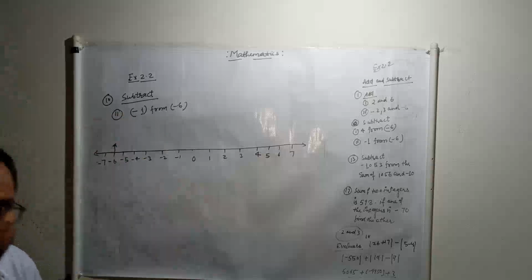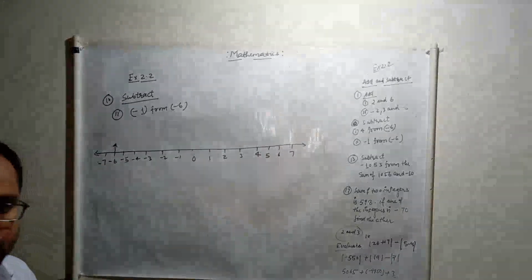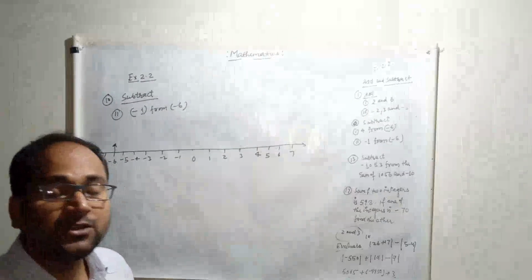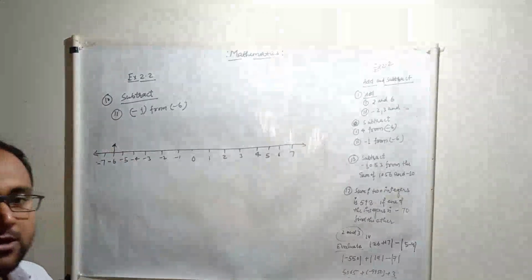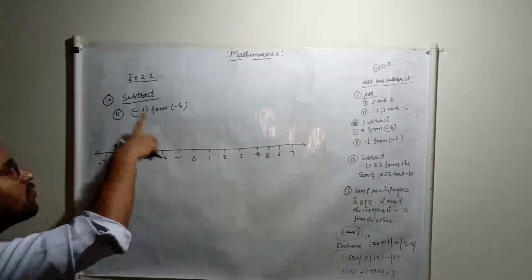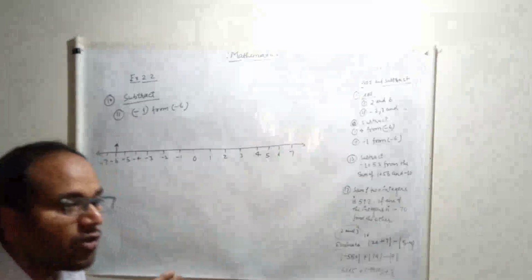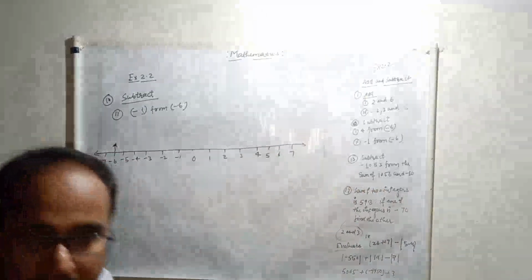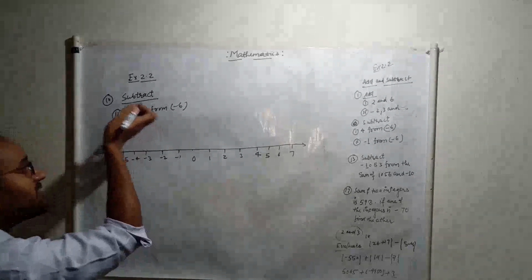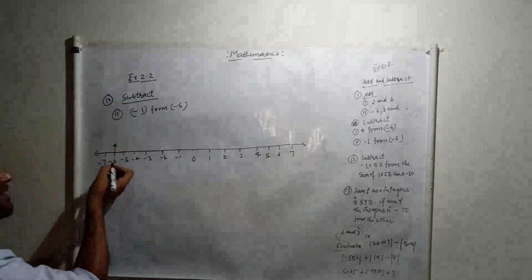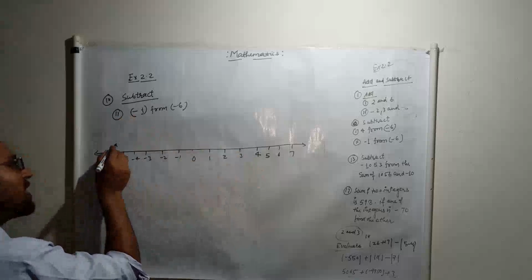If you are subtracting any negative integer from a negative integer, it means that you are adding that integer to the given negative integer. Here, subtracting minus 1 means that you are adding 1 to this minus 6. And you know that when you add an integer, you always move to the right side on a number line. Here is minus 6. If you are subtracting minus 1 from minus 6, it means that you are moving one step to the right side.